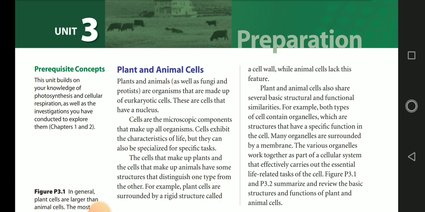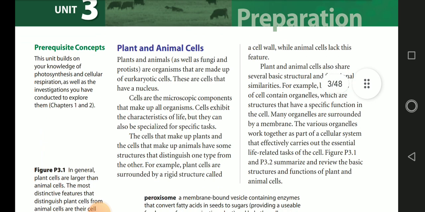will discuss about the structure of plant cell, animal cell, and the different organelles which are found in them. Because having an idea of the basic structure of the plant and animal cell and the organelles will help you to understand photosynthesis and respiration very easily.